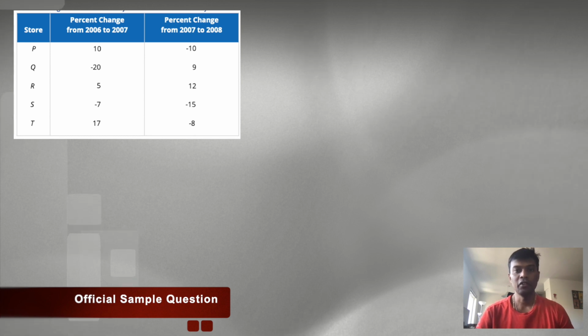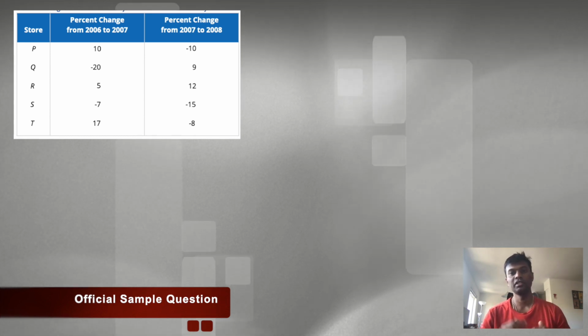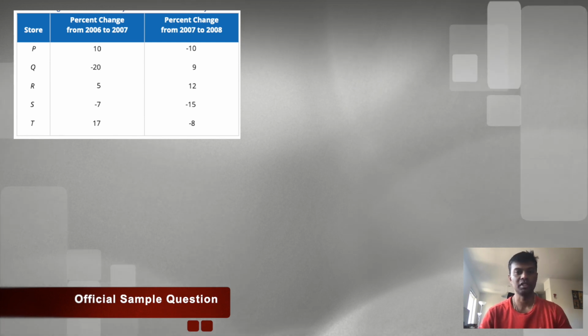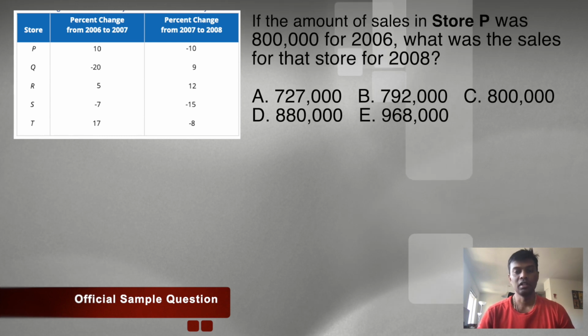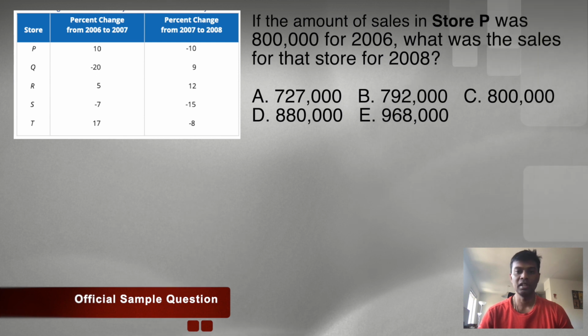Here we have a table with 3 columns: store, percentage change from 2006 to 2007, and percentage change from 2007 to 2008. Let's go to the question given this information. If the dollar amount of sales at store P was $800,000 for 2006, what is the dollar amount of sales at that store for 2008?